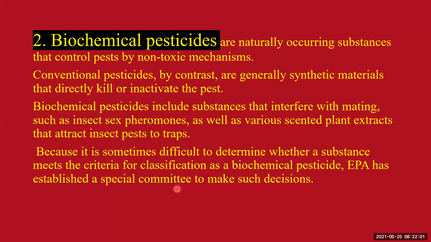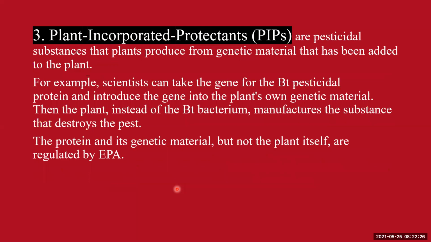Not like that, biochemical or herbal pesticides are the substances which interfere with the mating of insects, like pheromones, as well as various scented plant extracts that attract the insect pest and trap it. Or herbal pesticides can also be plant extracts like neem extract or dhatura plant extract or neem powder, which can be used to kill the insect pest.